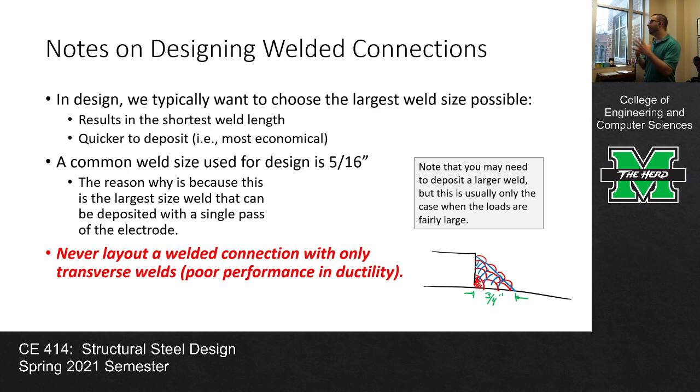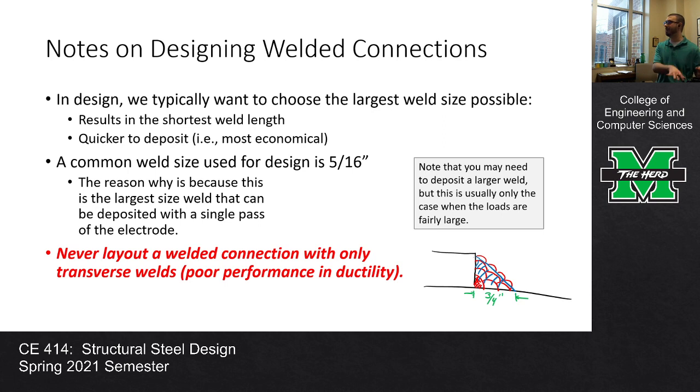I would think the worst case scenario is if you design to develop the full capacity. If you design to develop the full capacity, that's the biggest weld you would need, because that weld is designed to develop the full capacity of the member. And even in those instances, for most simple connections, we don't need welds that big. So more often than not, we don't need to do this. But again, a common weld size is 5/16 for that reason.